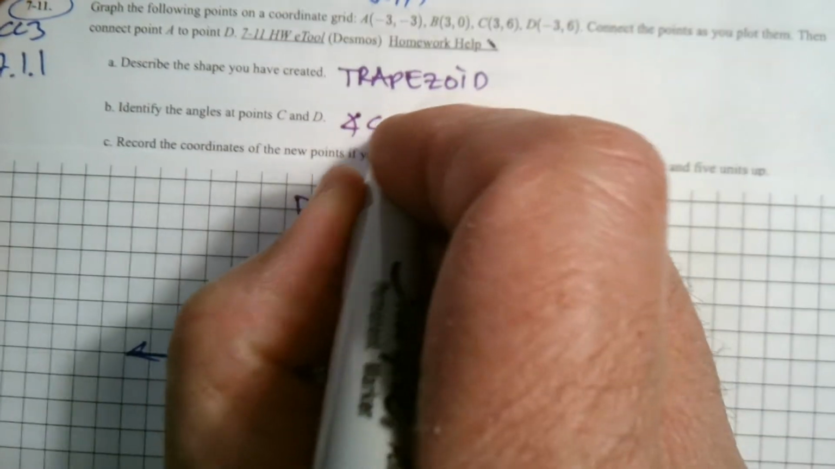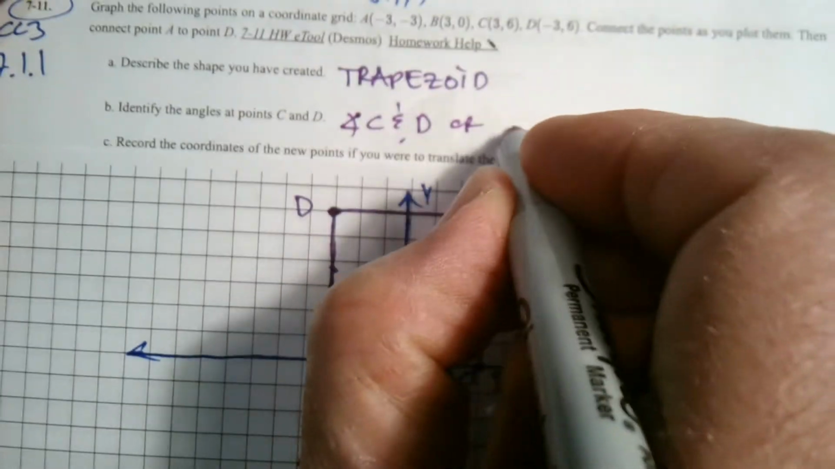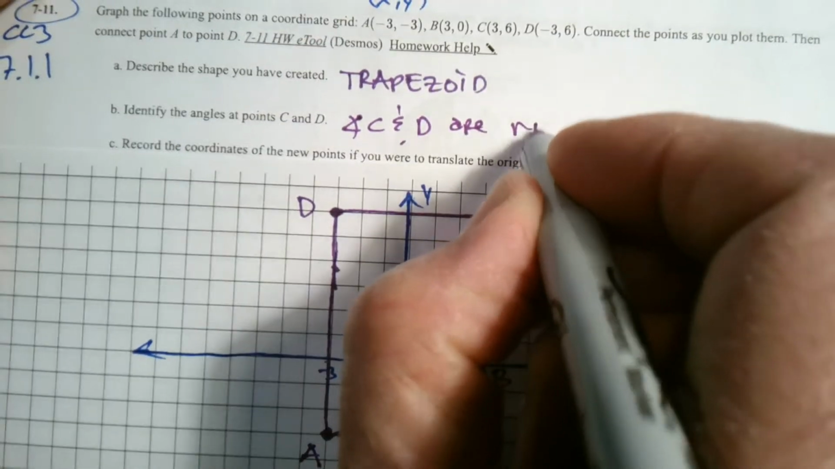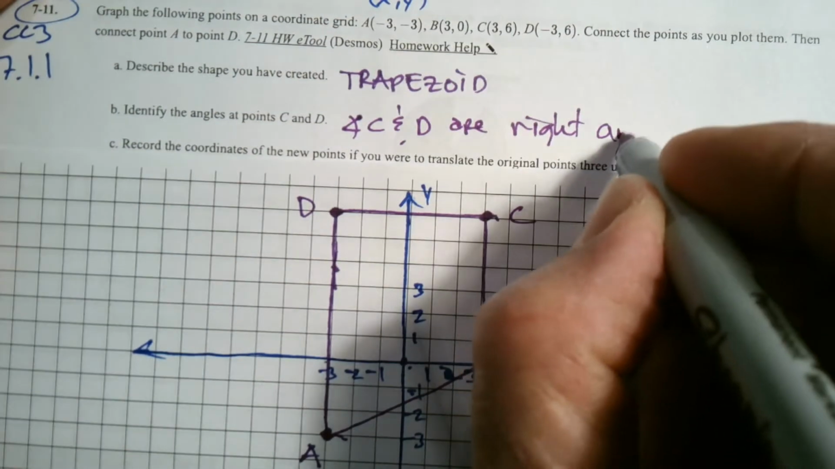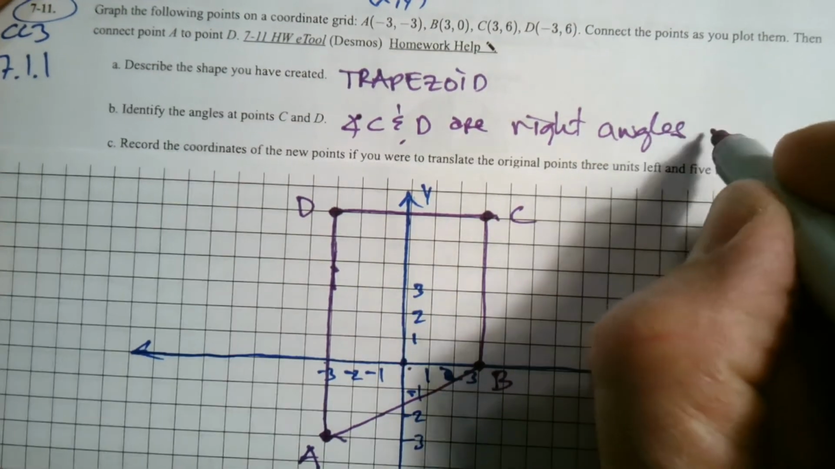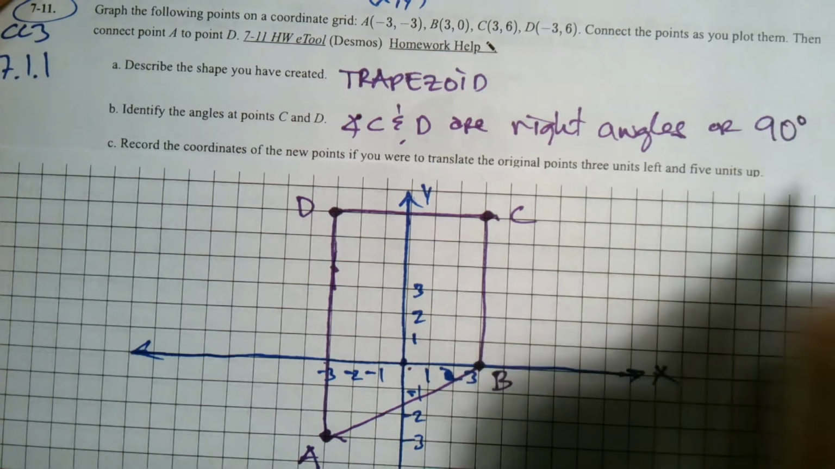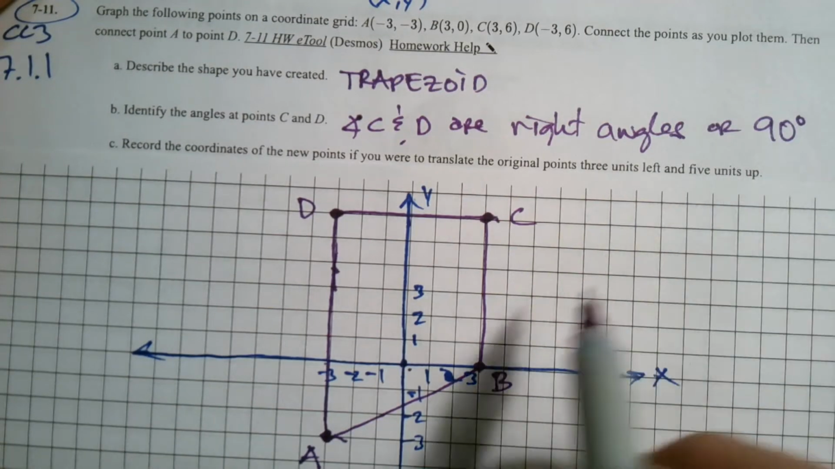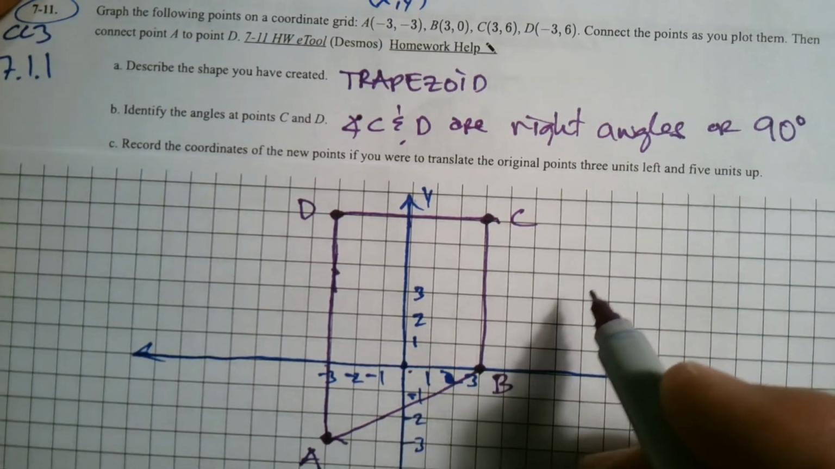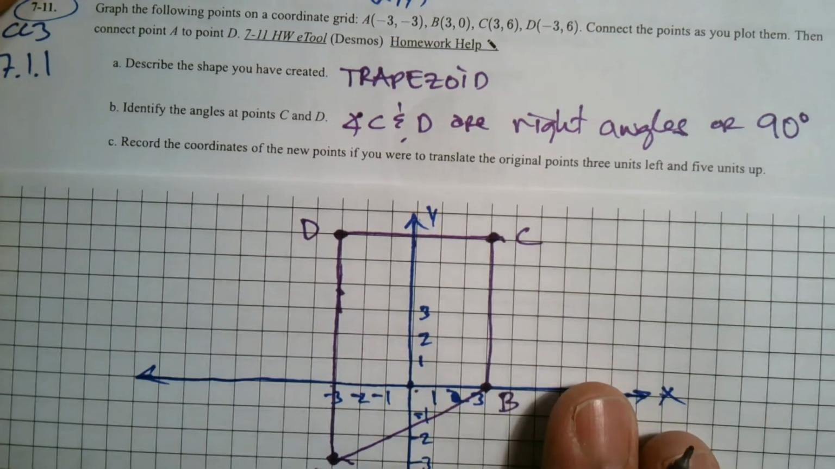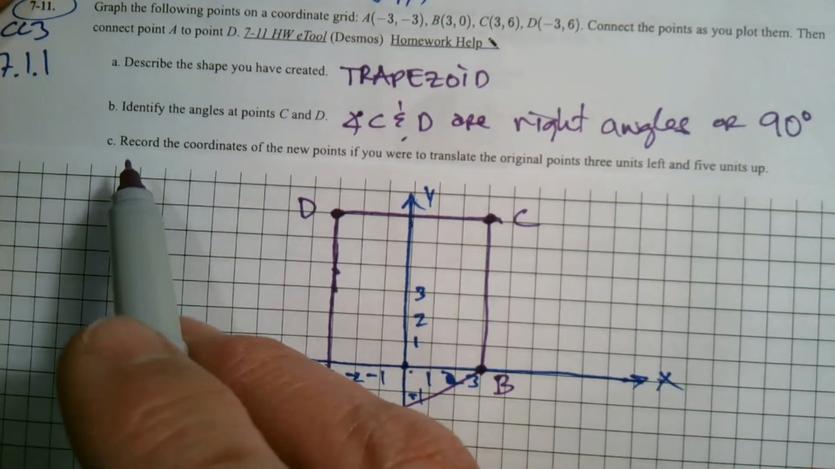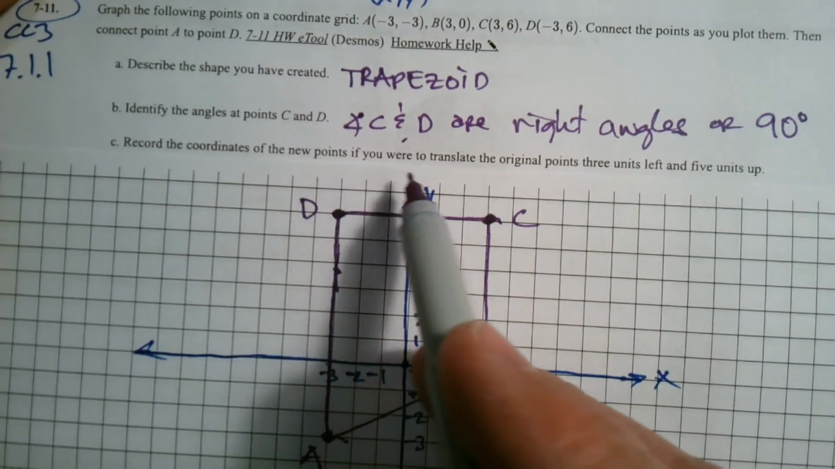You could say angle C and D are right angles, or we could say 90 degrees, right? Right angles or 90 degrees. And then record the coordinates. So part C, record the coordinates of new points if you are to translate.